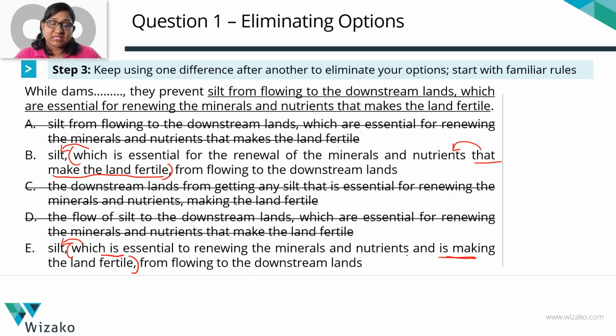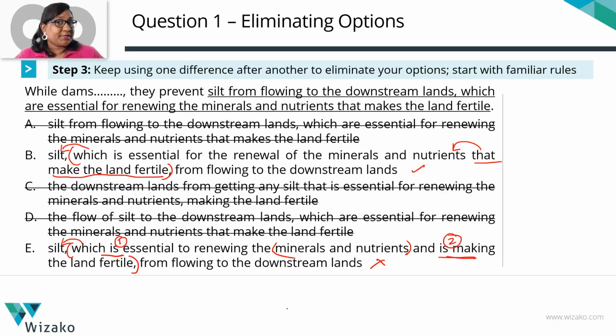So the meaning of this answer option is that the silt does two things. One, it's essential. Two, it's making the land fertile. That does not make sense. It's not the silt that is making the land fertile. It is the minerals and the nutrients that are making the land fertile. So this answer option does not make logical sense and you can eliminate it. The right answer is B.